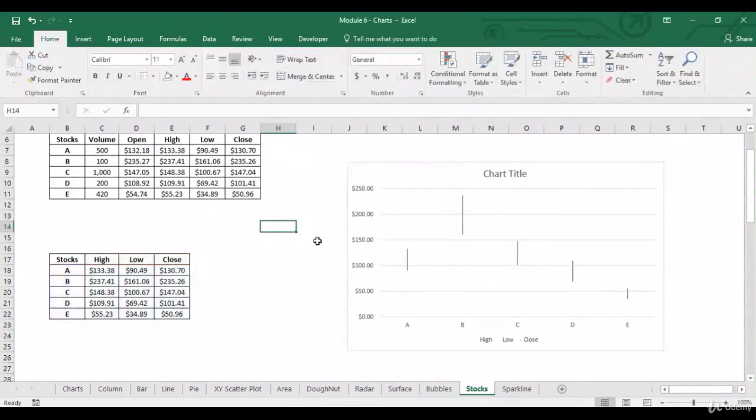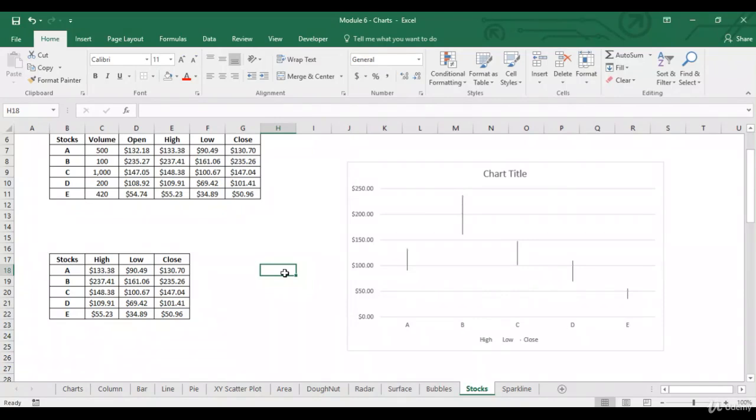So what it shows is that, okay, I've got these stocks. For stock B, let's say the closing point was 235.26. The lowest point for this stock was 161.06. Now, what I want you to do is take a couple of minutes and think about what is being shown or what can be interpreted from this chart.